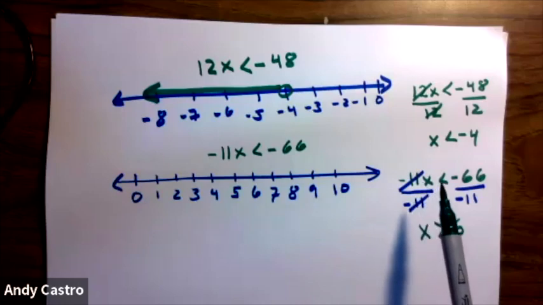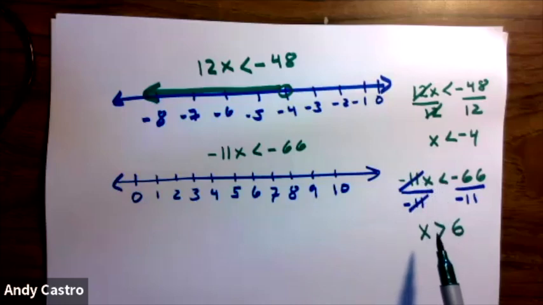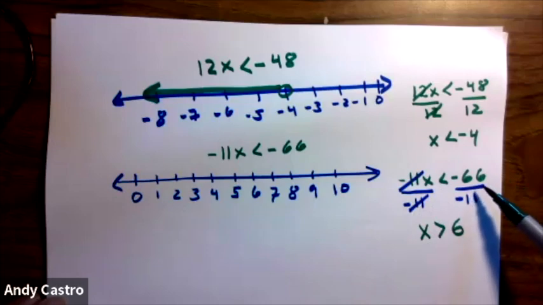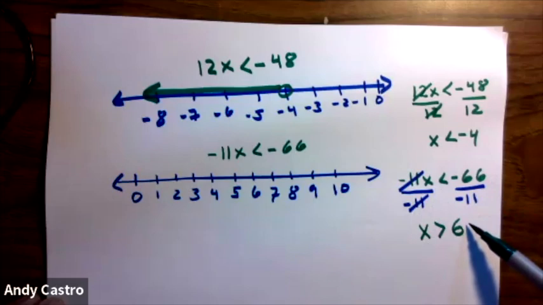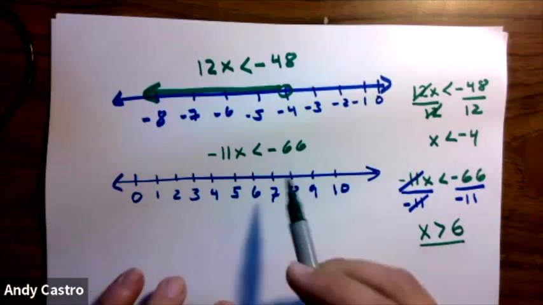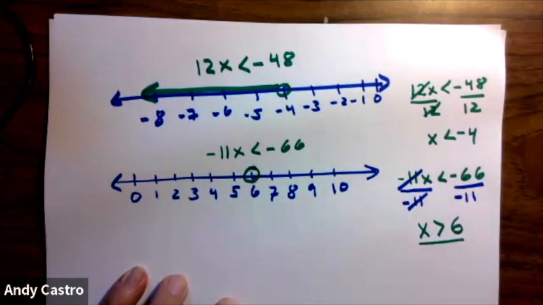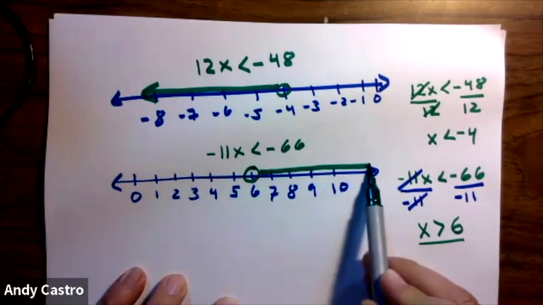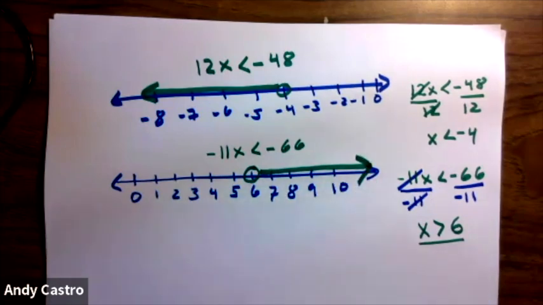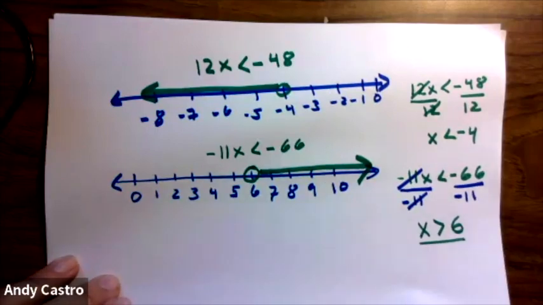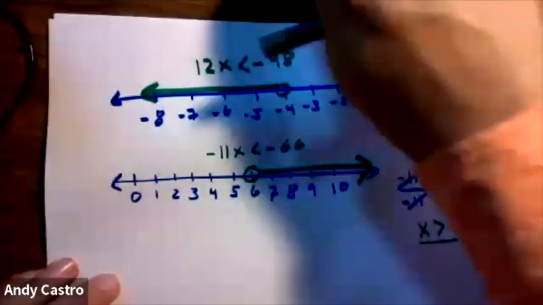So here we had x is less than, now we're going to have x is greater than. And like we said before, negative 66 divided by negative 11 is positive 6. So x is greater than 6. So x cannot be 6, open circle, and everything greater than it. All right.